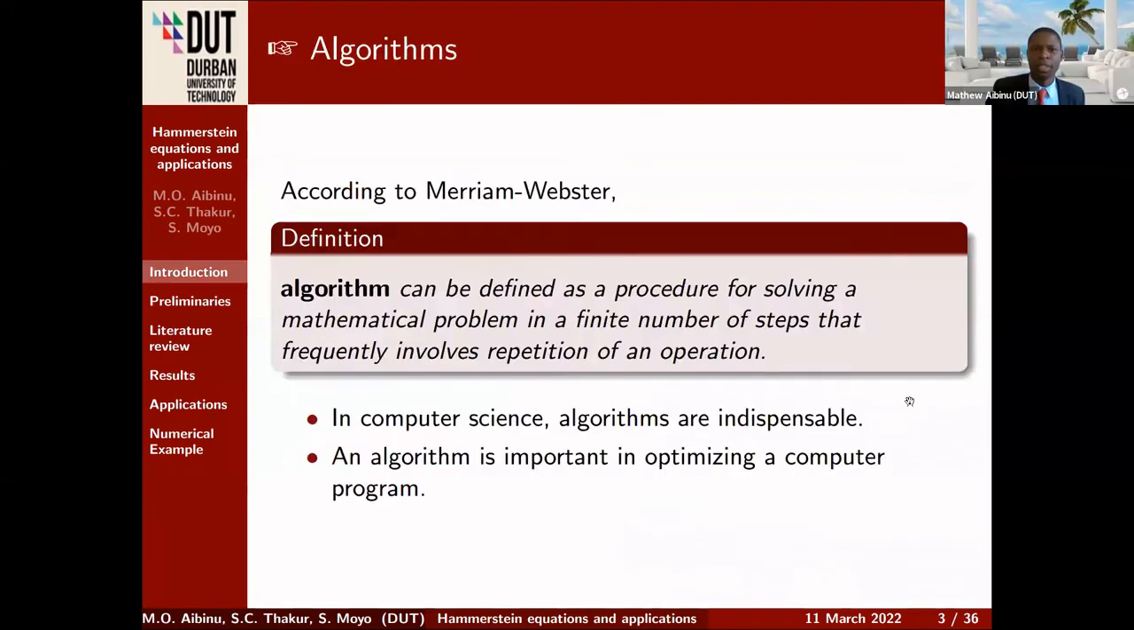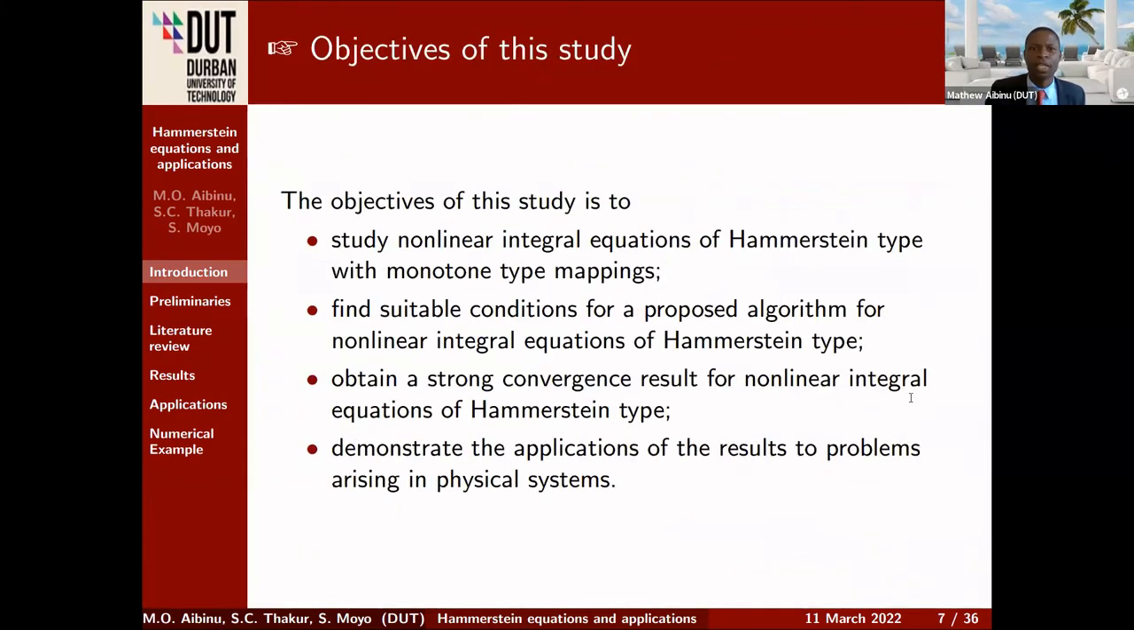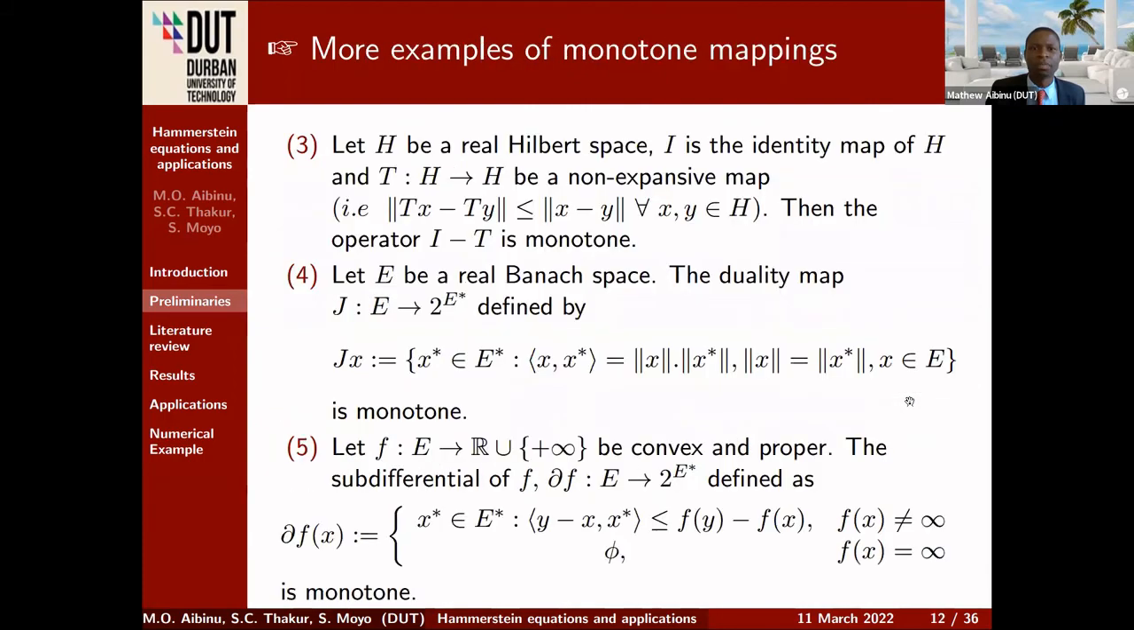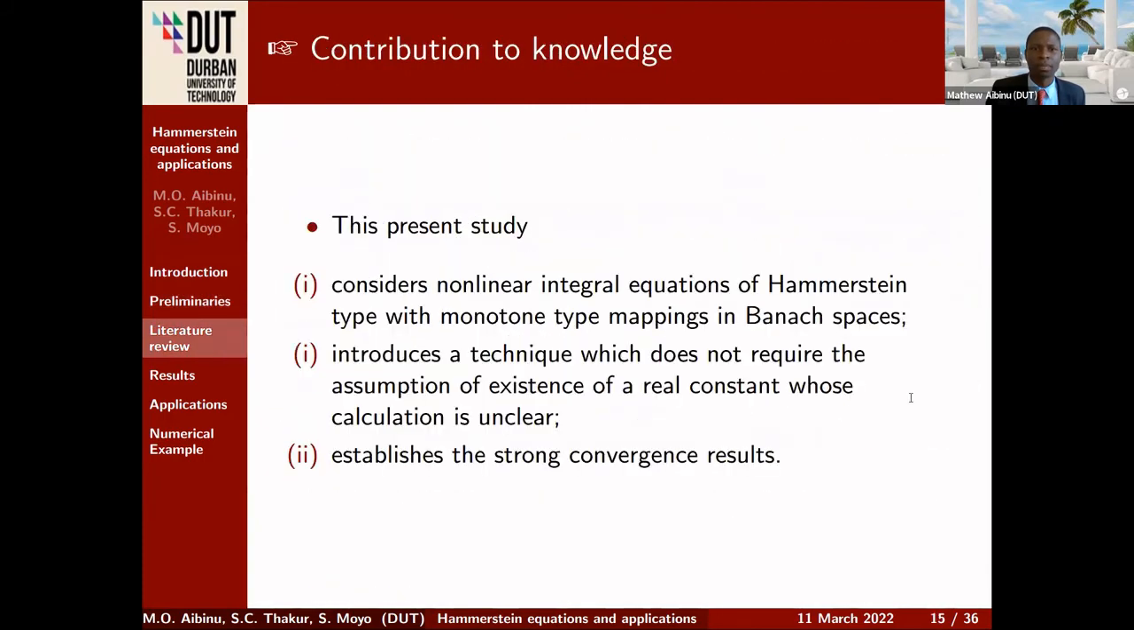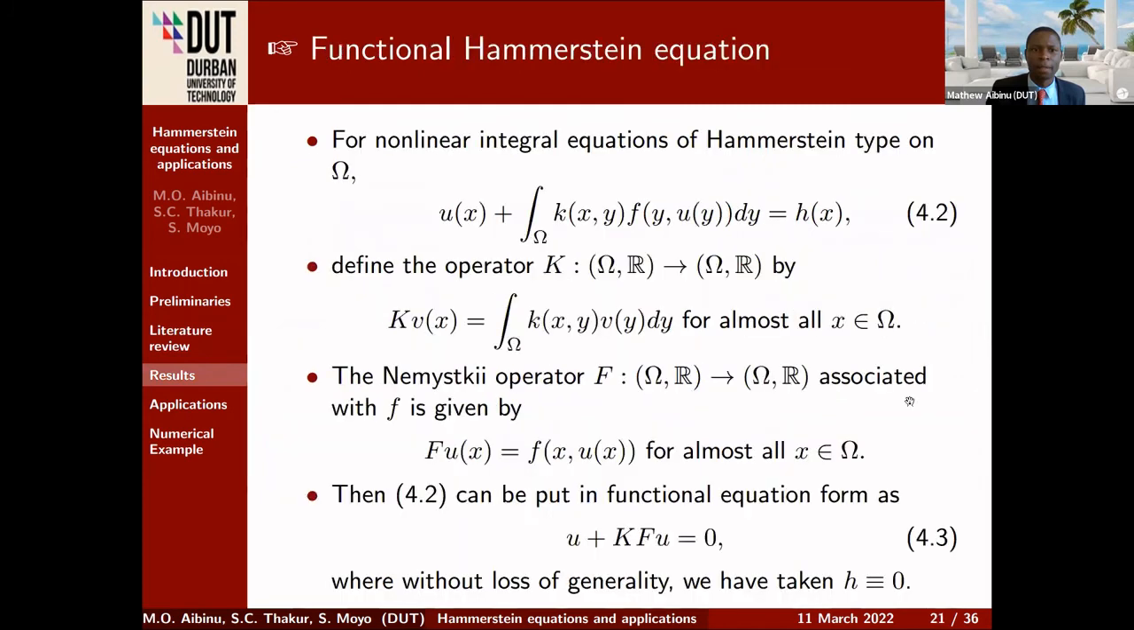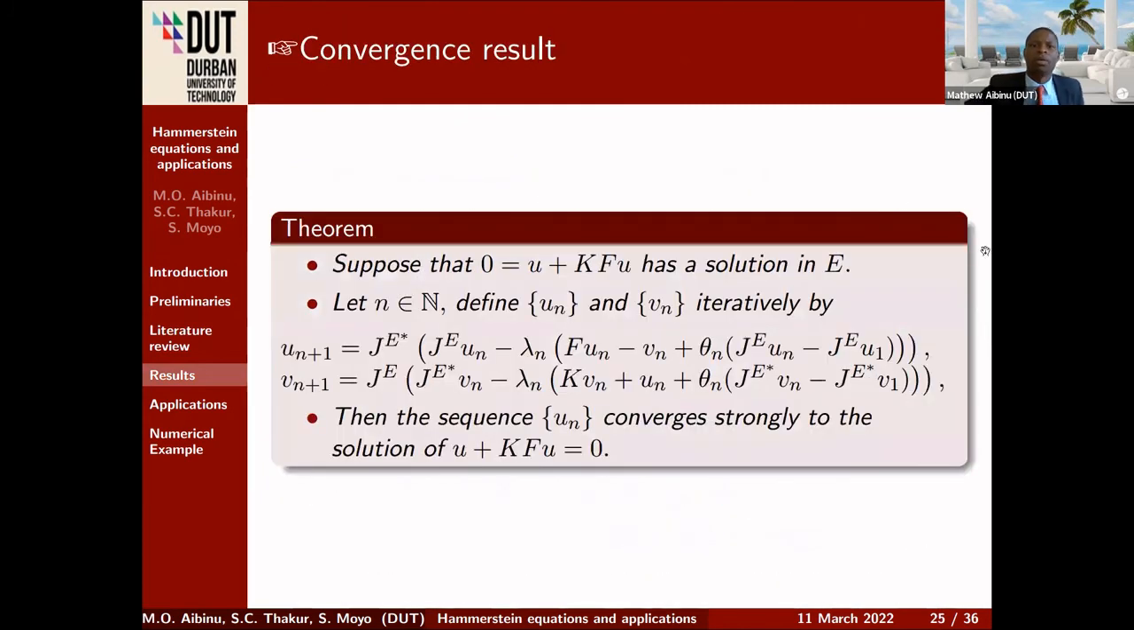Okay, thank you. Let me give further information on that. Fine. This is the statement of our theorem. Suppose this is the Hammerstein equation and our sequences U and phi are defined as this. And we say that these sequences will converge strongly to the solution of this Hammerstein equation.